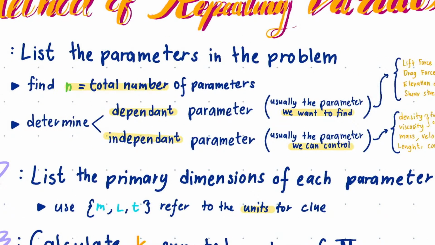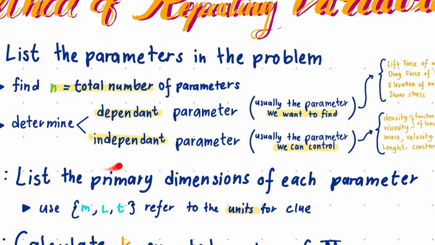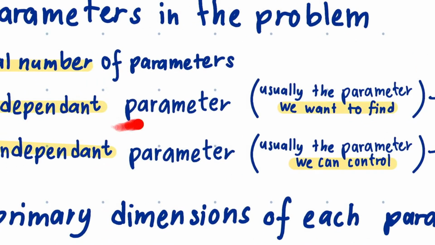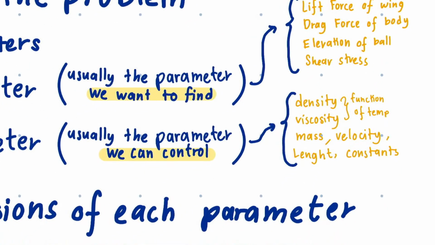So what is an independent and dependent parameter? The first step is to list the parameters in the problem. We already know the number of parameters. Now we need to determine which one is independent and dependent. The dependent parameter is usually the parameter we want to find. The independent parameter is usually the parameter we can control. Usually the parameter that we want to find is lift, drag, elevation of a ball after it bounces, or shear stress of the skin friction at the surface. That is the dependent parameter. What we can control is the density, viscosity, mass, velocity, length and constants.